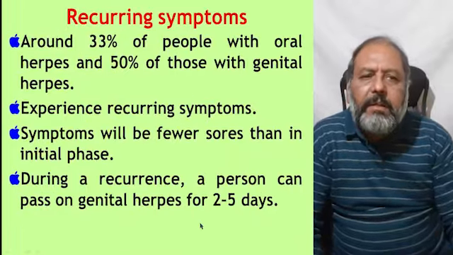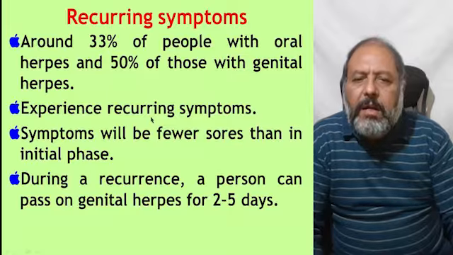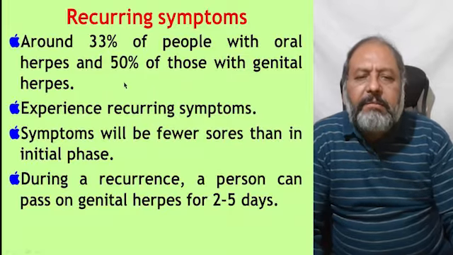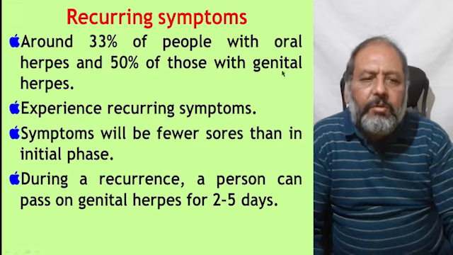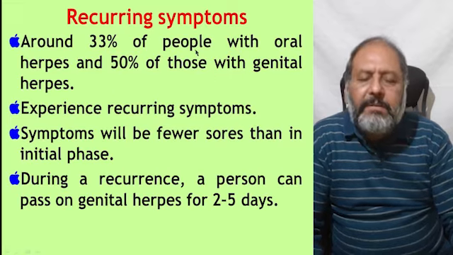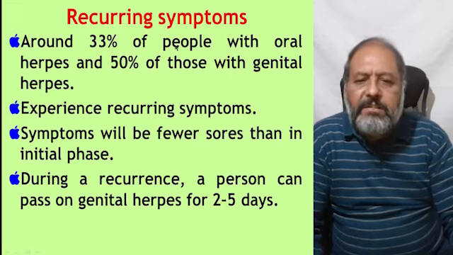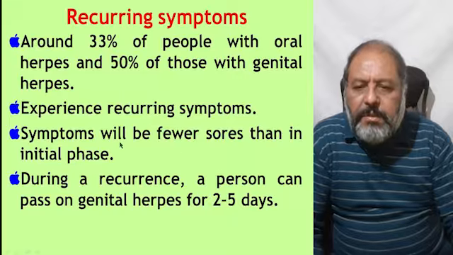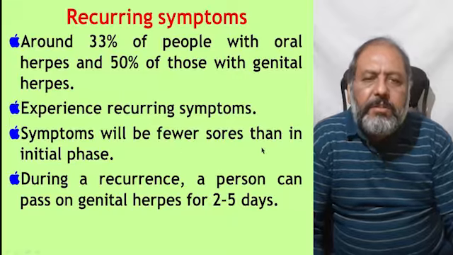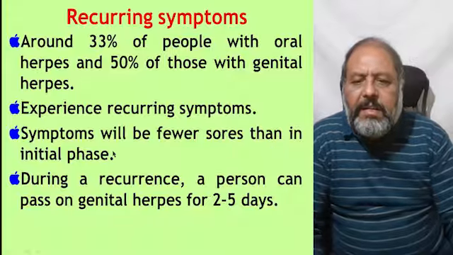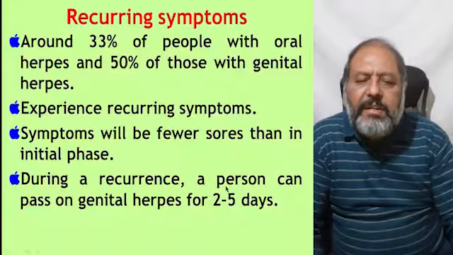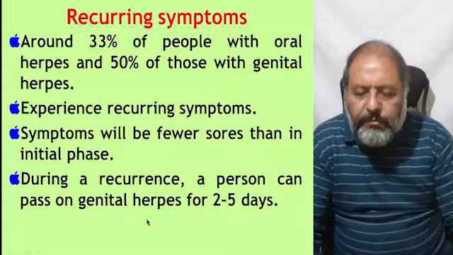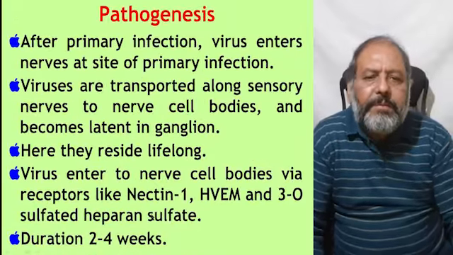Now, there are recurring symptoms. Around 33% of people with oral herpes and 50% of those with genital herpes do have recurring symptoms and experience these symptoms. There will be fewer sores than in the initial phase. During a recurrence, a person can pass on genital herpes for 2 to 5 days.